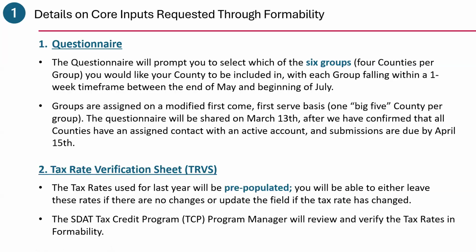But just to give a little bit of background before we do that, the first item that we'll show you is the questionnaire. So this questionnaire will prompt you to select which of the 6 groups. There'll be 4 counties per group you would like your county to be included in. Each group corresponds to a 1-week time frame between the end of May and beginning of July.